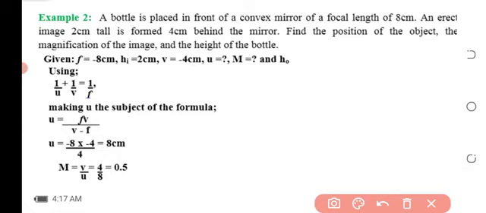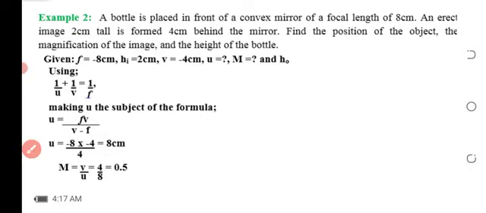Also, we are asked to find the magnification. The magnification is equal to image distance over object distance, and image distance is equal to 4, object distance is equal to 8. So we have magnification to be half, or 0.5.